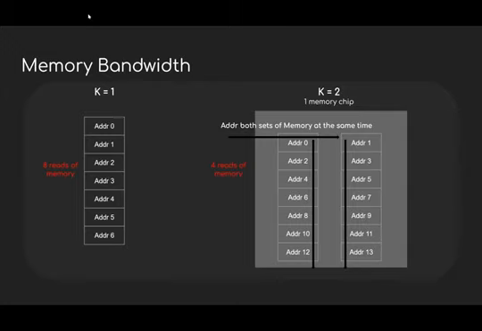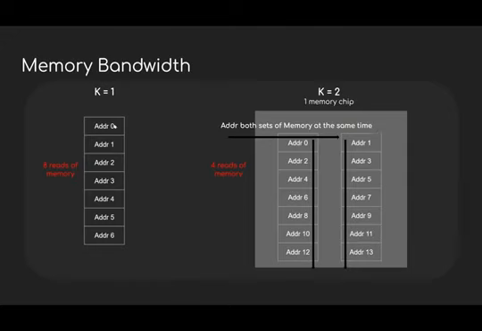So increasing bandwidth, if you look on the left of the screen, this is your k equals 1, which is your no optimization. This is a regular memory with your addresses. With increasing bandwidth, with k equals 2, you still have one memory chip, but you're splitting that no optimized memory into two separate pieces. And then both of these pieces are getting addressed at the same time.